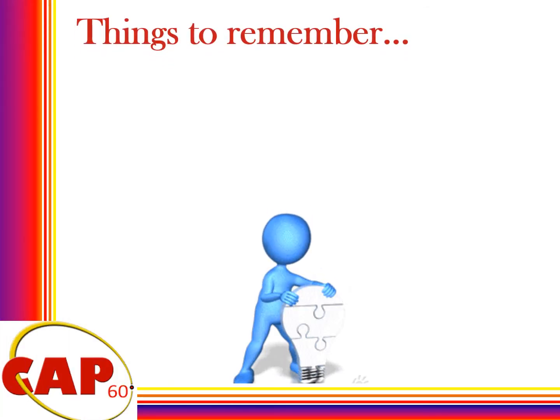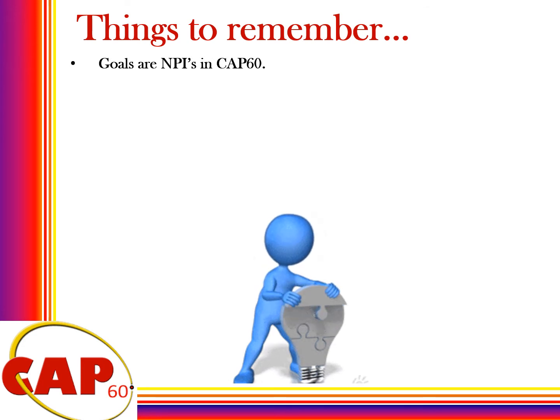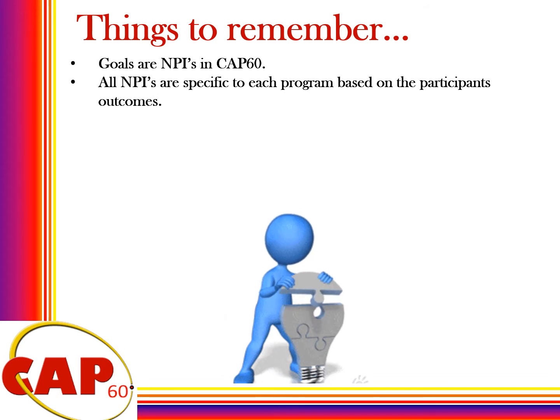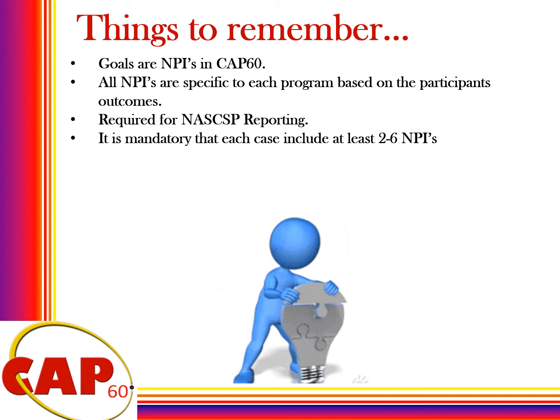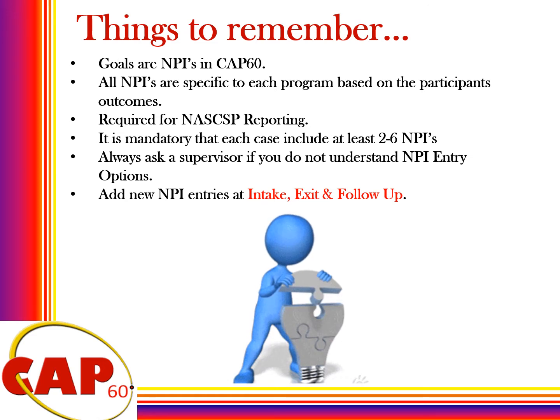Some things to remember throughout this training. Goals are NPIs in CAP60. All NPIs are specific to each program based on the participants' outcomes. NPIs are required for NASCAS reporting. It is mandatory that each case include at least 2 to 6 NPIs. Always ask the supervisor if you do not understand NPI entry options. Add new NPI entries at intake, exit, and follow-up for every client.